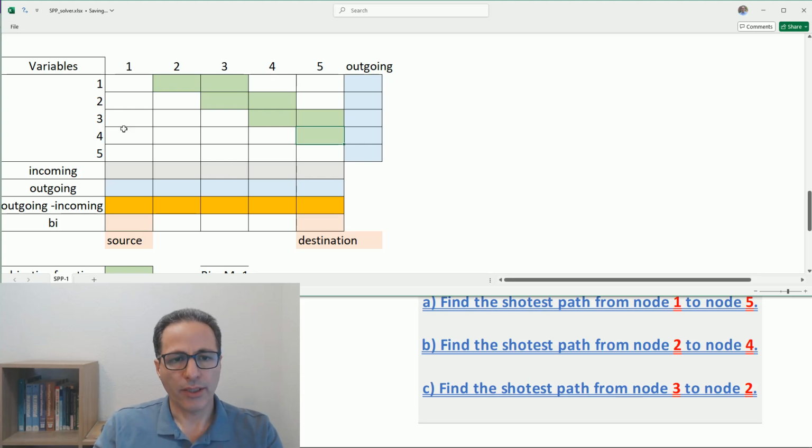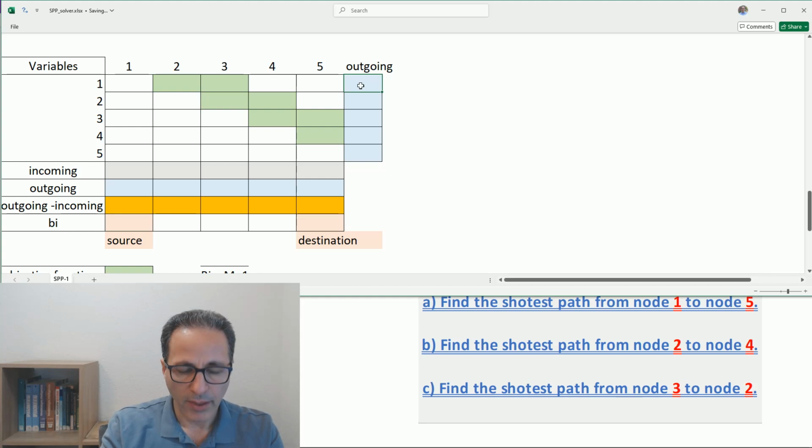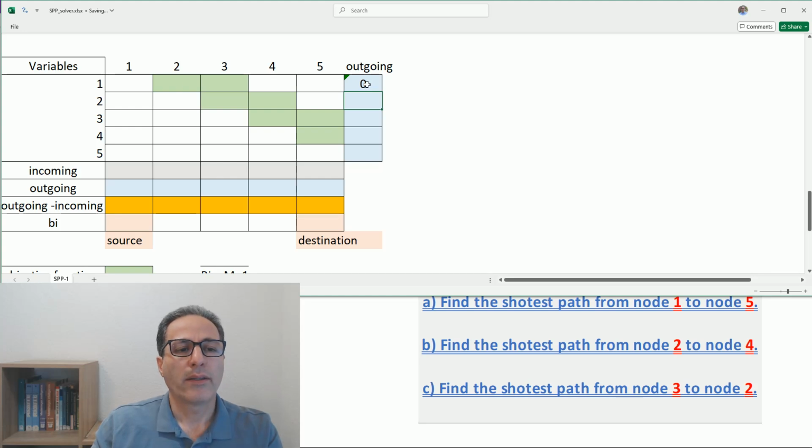But what are the conditions for each vertex? For example, for vertex 1, if I read this value, it is x11, 12, 13, 14, 15. It means that the sum of all outgoing from 1, so I want to write here, equal sum of these values. This is the sum of these values. So this is the outgoing.